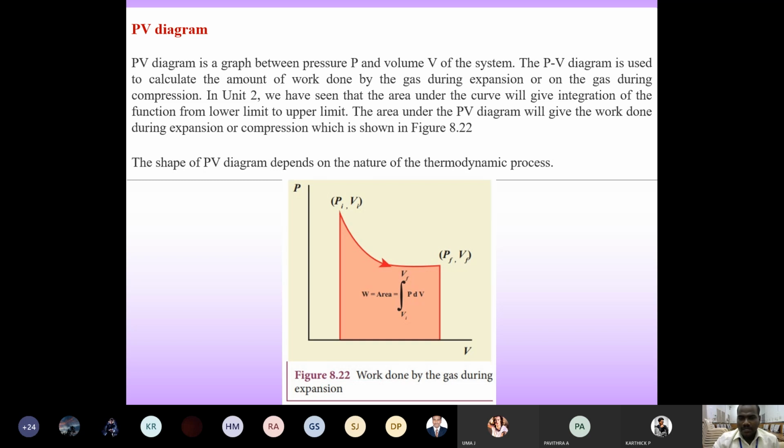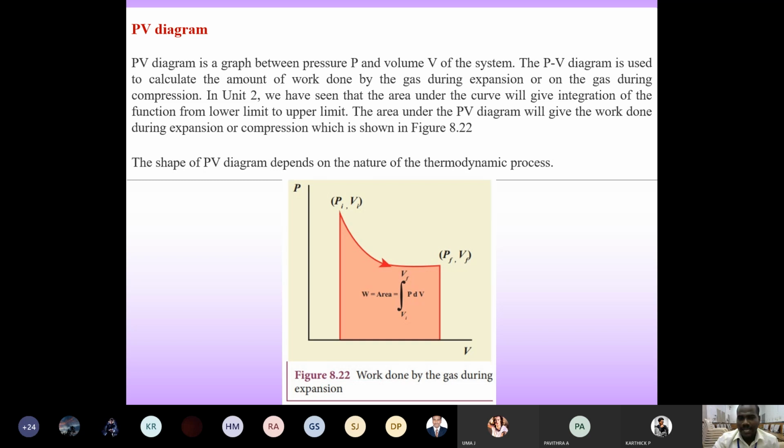So this is a process. This is one state, P initial and V initial, and P final and V final is in another state. This is one state and this is another state. Then this path is the path function. The process happens along this path. Right. So how can we calculate the work done? By calculating the area under this curve. This shaded portion will give you the work done.